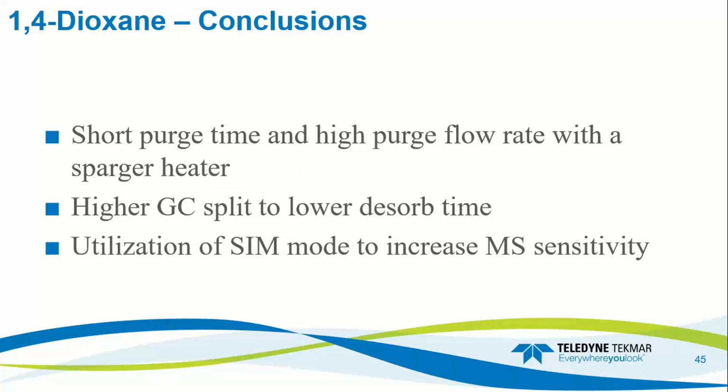We were able to increase the purge efficiency of this difficult compound by decreasing the purge time, increasing the purge flow rate, and applying heat to the sample. The higher GC split rate allowed for a lower desorb time, pushing that sample off the trap into the GC, all while applying adequate moisture control. We achieved excellent sensitivity using the method parameters and utilizing SIM mode on the mass spec.